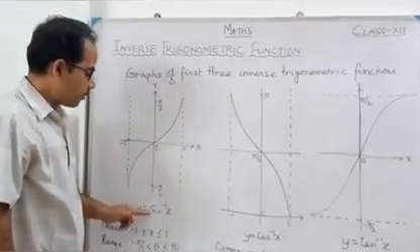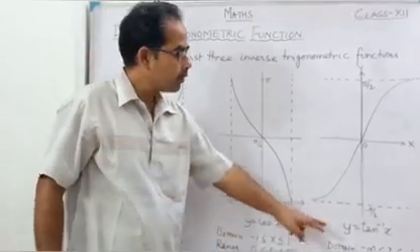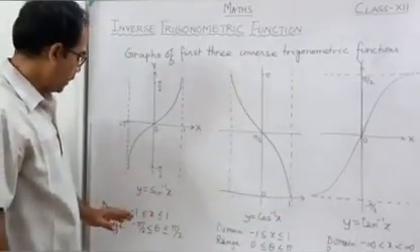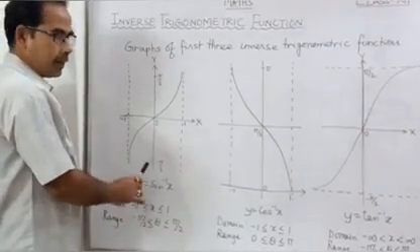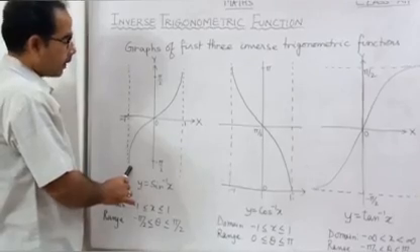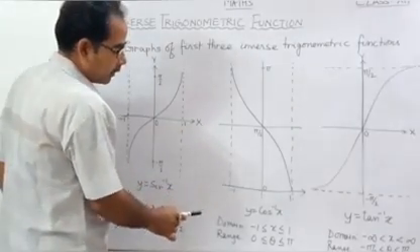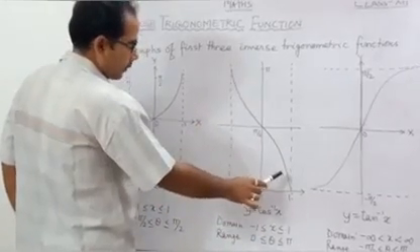This is y equal to sine inverse x, this is y equal to cos inverse x, and this is y equal to tan inverse x. We know the domain and the range. In such a way, the sine inverse curve will be like this way. Correct students? And then for y equal to cos inverse x, the curve will be like this way.